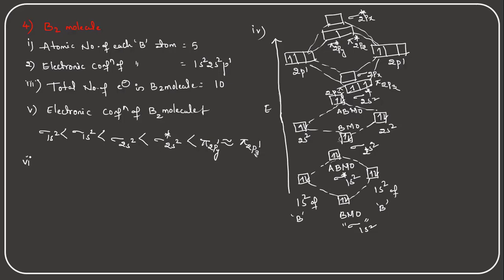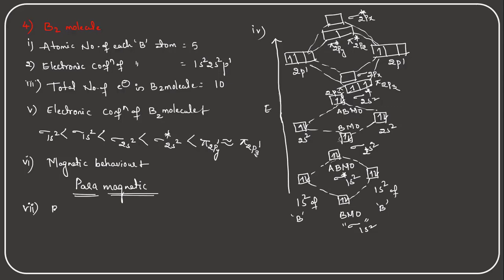So our sixth point will be about magnetic behavior, right? Magnetic property or magnetic behavior of the boron molecule. So in the magnetic behavior, two unpaired electrons are there, and because of the two unpaired electrons, it will be a paramagnetic substance. This will be a paramagnetic molecule or substance. And what is the seventh point now?